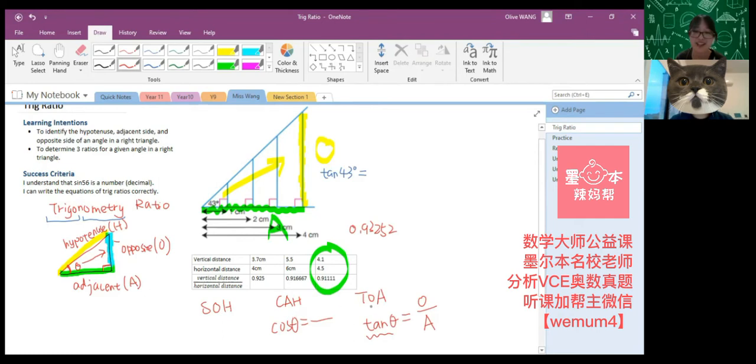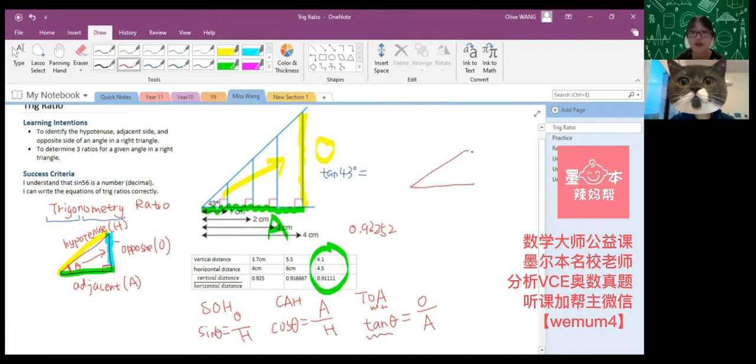See here, tangent is O divided by A. So cosine should be which one divided by which one? Oh, lots of you are typing there. Thank you, Crystal, and Selena. So it's A divided by H. So sine theta is which one divided by which? It's O divided by H. Okay, very good.